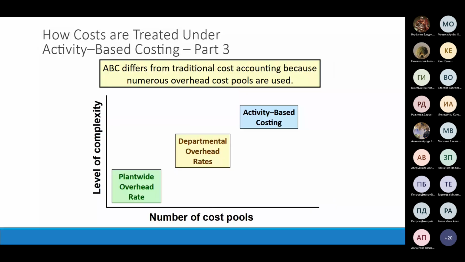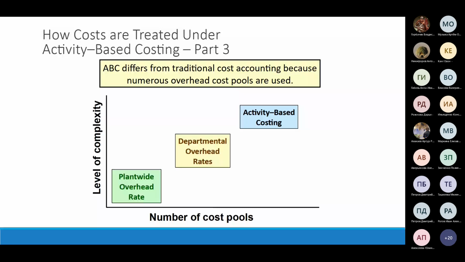Next, we can see that under a traditional costing system, we have just one cost pool where we allocate all the expenses we have, and then later split them between different types of products. As we increase the number of cost pools, we increase, of course, the level of complexity of the costing system.